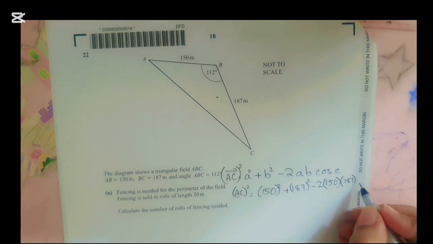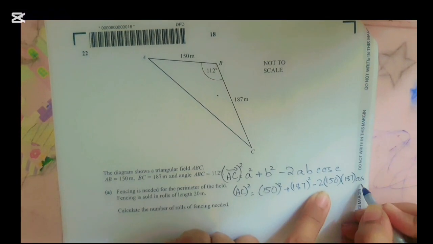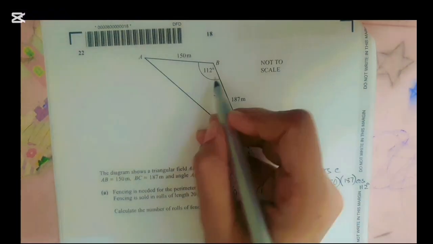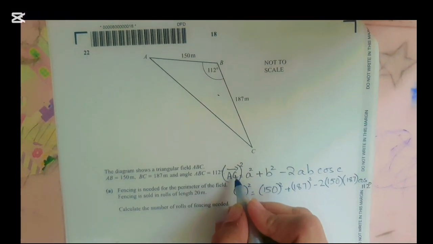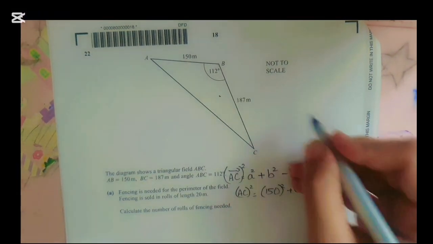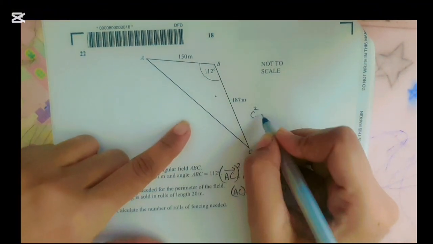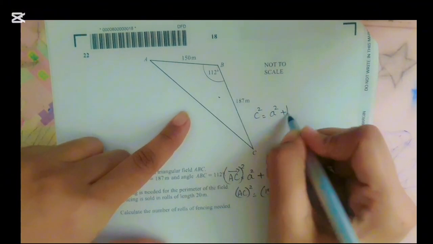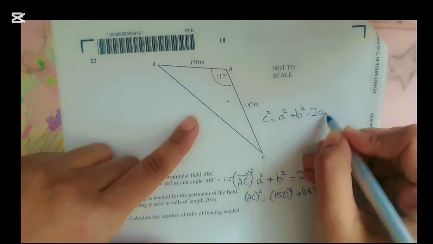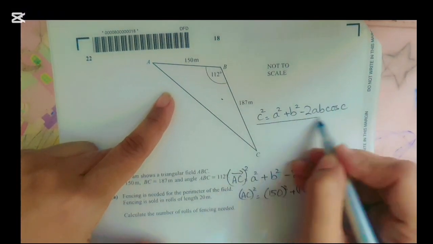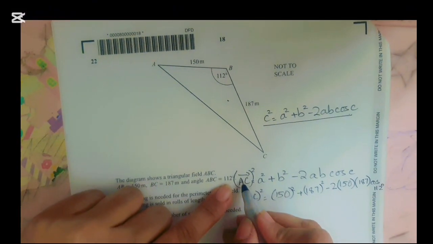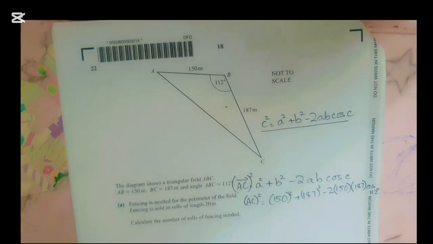Cos C is cos 112, because the angle is 112 over here. So this is basically c square. I'm writing the formula over here so you can easily understand: c square is equal to a square plus b square minus 2ab cos C. This is the formula for the cosine rule, and you can also write c square over here in place of AC.